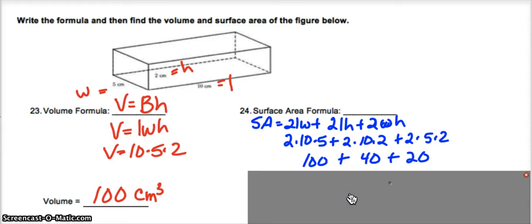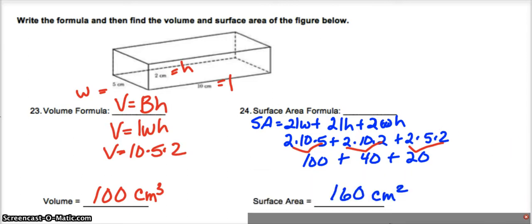Now, order of operations says you've got to do the multiplication first. So when you multiply all 3 of these together, let me get a pen. When we multiply 2 times 10 times 5 together, we get 100. And 2 times 10 times 2 is 40. And 2 times 5 times 2 is 20. Add those 3, and you get the surface area, which is 160 centimeters squared.